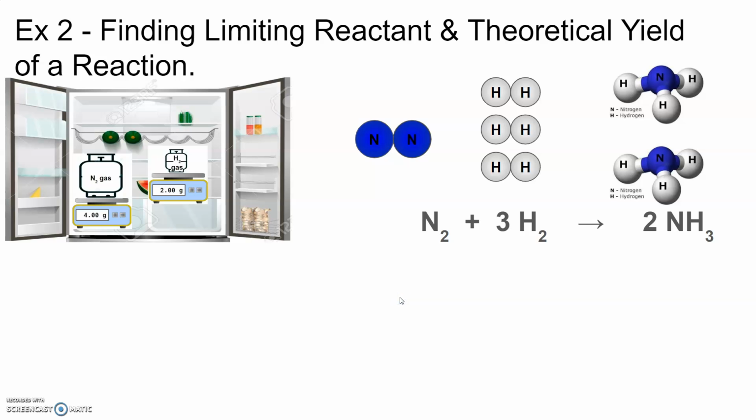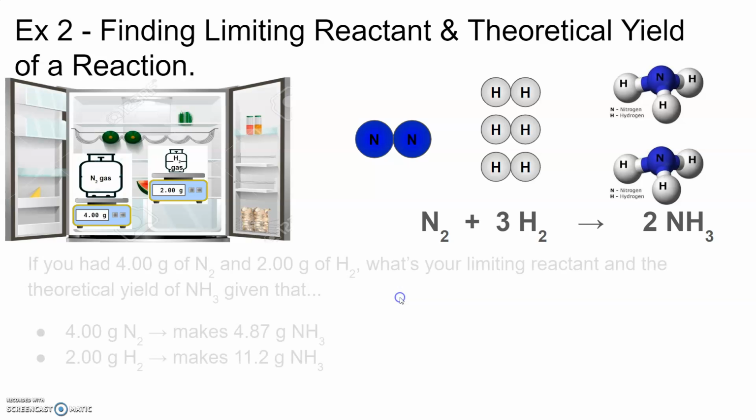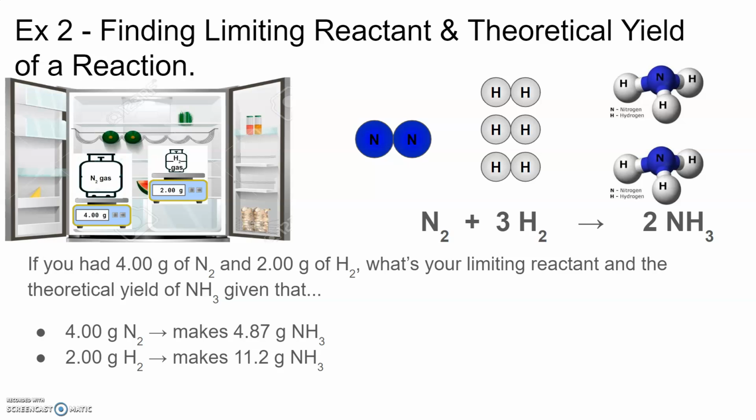All right, let's take a look at another example. So in this case, we have 4 grams of N2 and 2 grams of H2. What's the limiting reactant and theoretical yield of NH3, given that 4 grams of N2 would make 4.87 grams of NH3? So what do I mean by that?